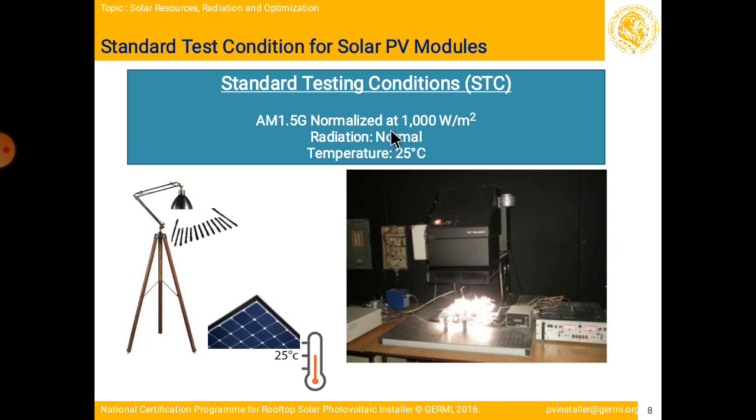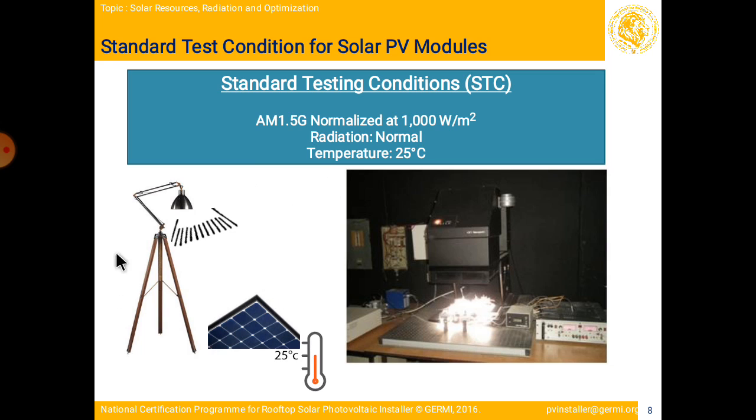So this is the condition to check the efficiency of the solar PV module at the standard rating. The radiation that we are getting is normal, and the temperature that we keep at the time of measurement is 25 degrees centigrade. So this is the standard test condition for the solar PV module, and this is the actual practical setup. This diagram indicates that we keep 25 degrees centigrade temperature for the measurement, or test, of the solar PV panel, and this is the bulb through which we are radiating the energy on the solar PV panel.